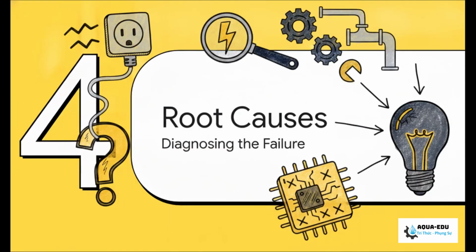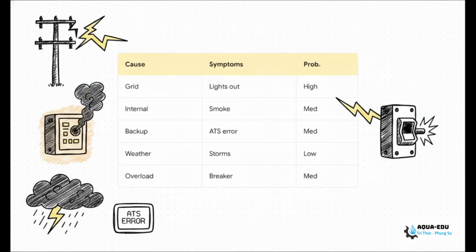Okay, section 4, identifying possible causes. Think of this matrix as your diagnostic cheat sheet. It crosses the potential cause with the specific symptoms you need to look for. Are we dealing with a high probability event, like a national grid failure? Or maybe a medium probability internal fault, where you might actually smell burning plastic near a control cabinet? Or was it just a sudden overload that tripped a breaker?